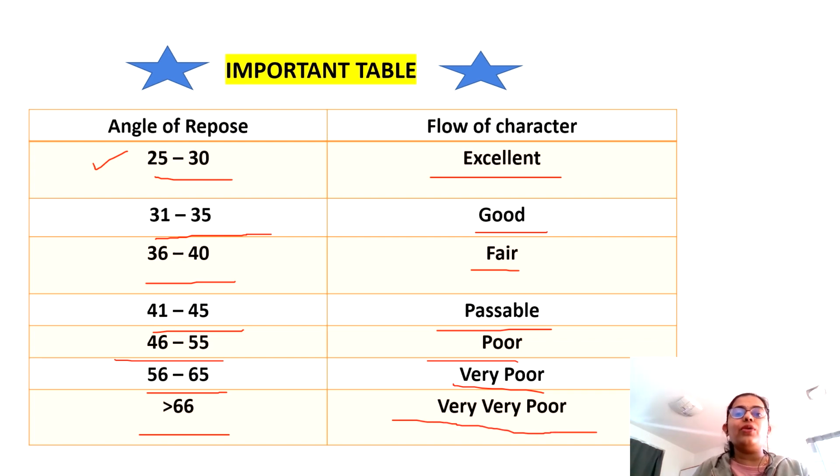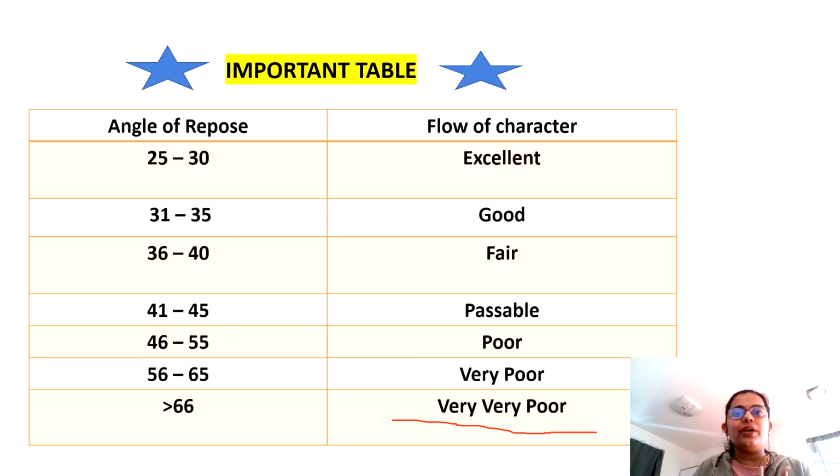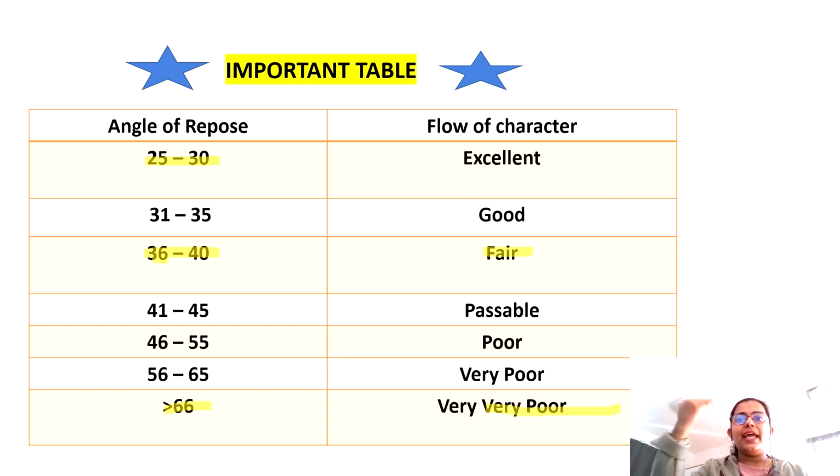So how are you going to remember this in examination? Let me tell you how to remember it. You know 25 to 30 is excellent and you know more than 66 is very poor. These two you can remember, but how do you remember the ones in between? If you remember the first range, 25 to 30, after that remember the middle one, 36 to 40, that is fair flow character. Then automatically you can remember the other values: excellent, good, fair, passable, poor, very poor, very very poor. So this table is very important. While going to the examination, please revise this table.